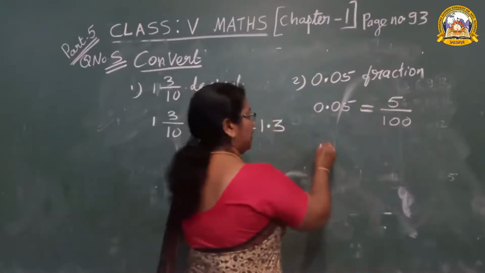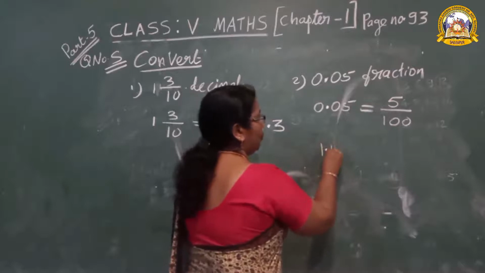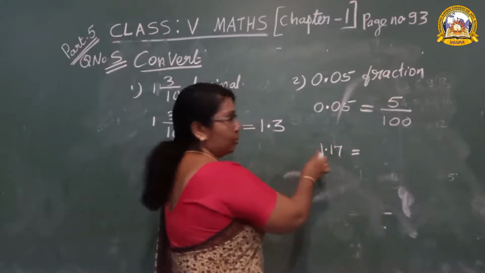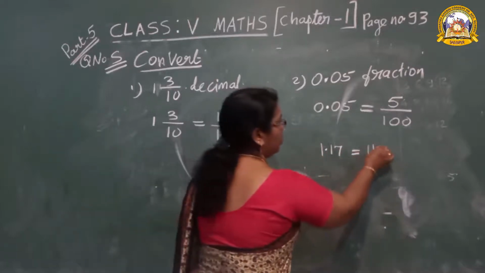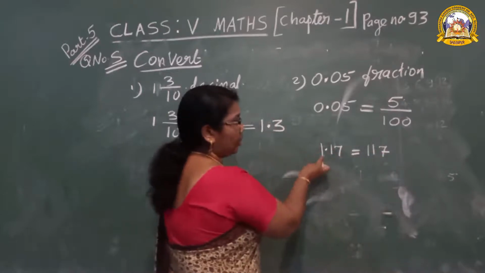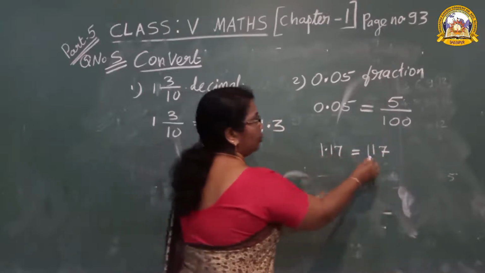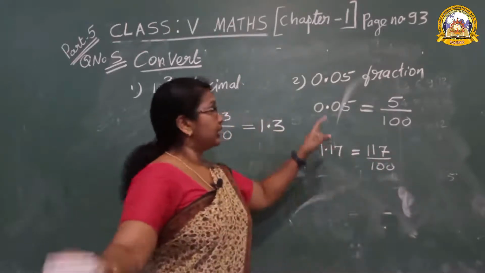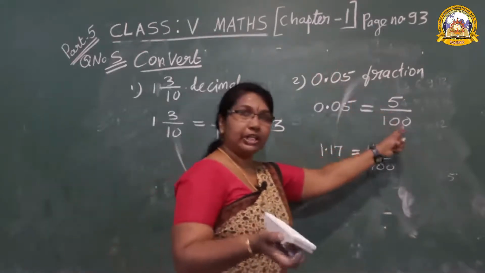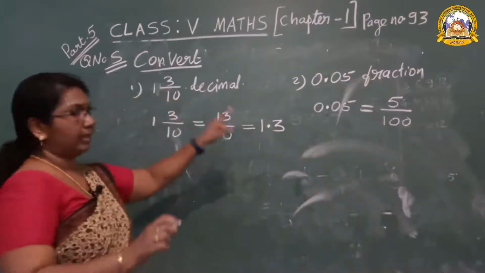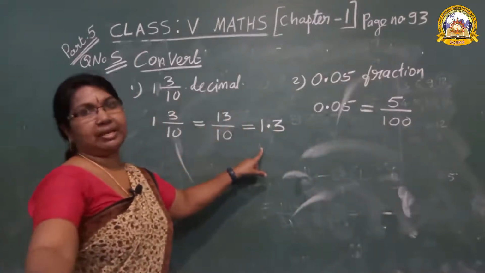I will show you one more example. 1.17. Because there are no zeros, you write all the numbers together: 117. Look, how many digits after the point? Don't count this number. 2. You should write upon 100. Understood, no? This way a decimal is converted into a fraction, and a fraction is converted into a decimal.